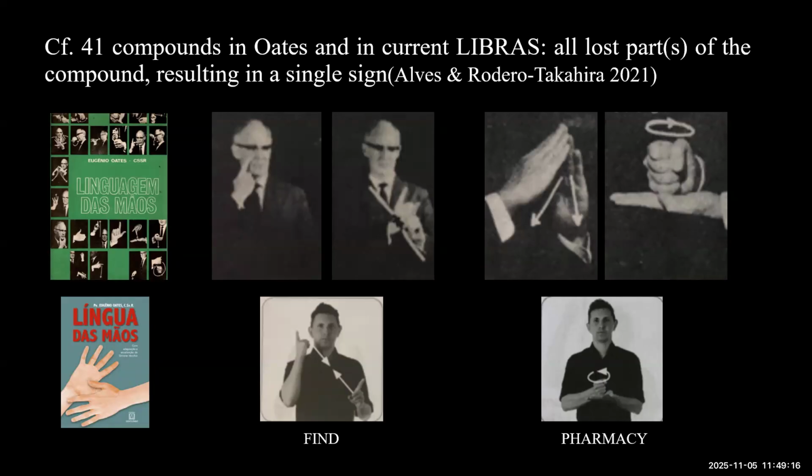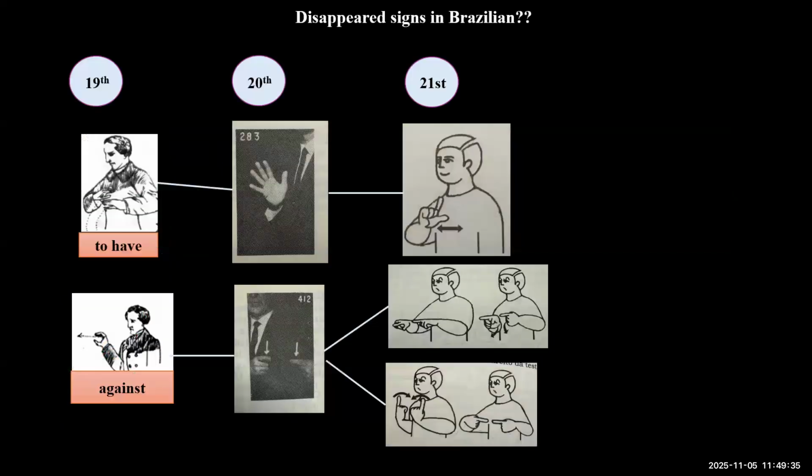So Oates found there were numbers of various compounds that have now been replaced by one sign in Libras. So for example, the sign for find, before that was a compound sign, and now that's been replaced by just one of the two signs that previously formed that compound. So again, whilst that was found in the Oates Dictionary, it's not found in the current, most recent dictionary in Libras. So we've seen this diachronic change within Libras over the years, and having these dictionaries has enabled us to do this.